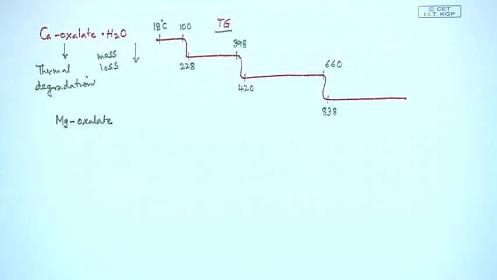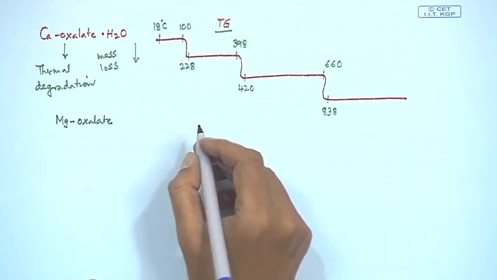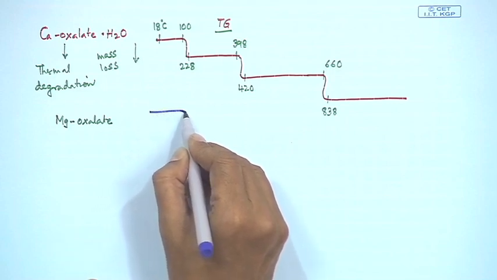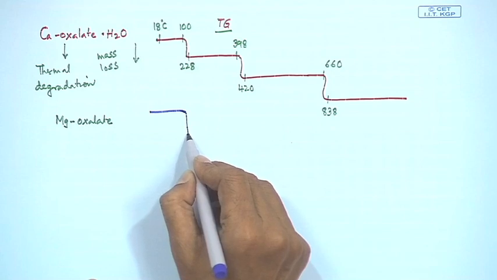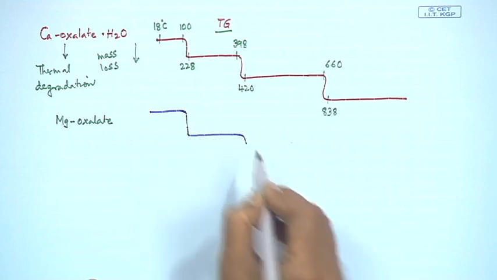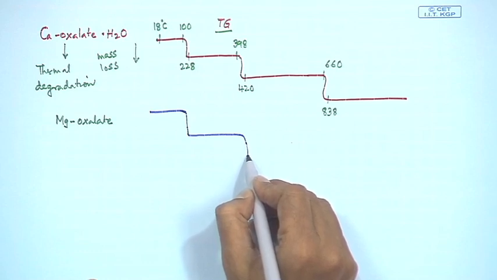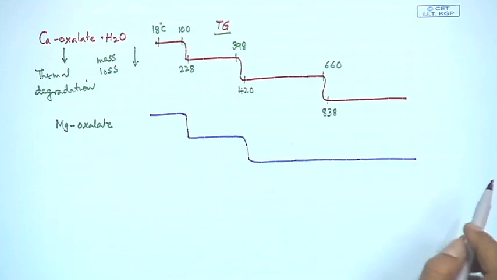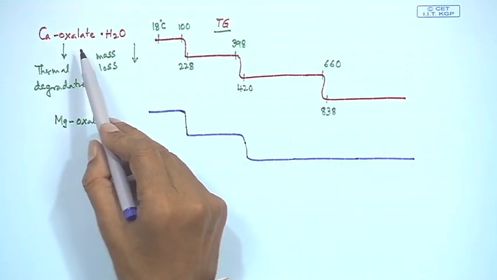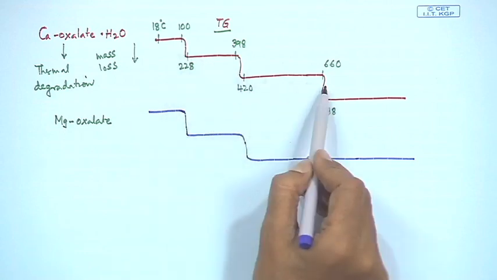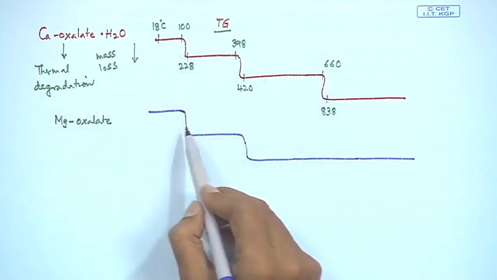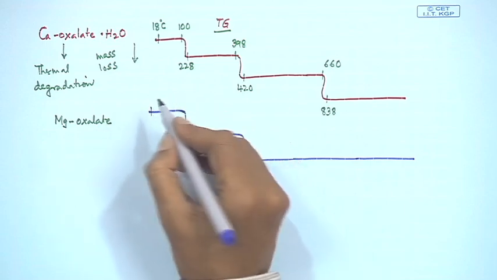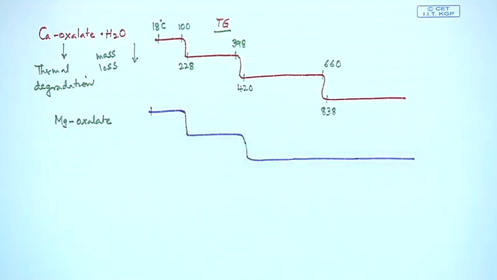So, this magnesium oxalate, when we heat that particular one also in a similar fashion, but to a high temperature extent, it will go like this. Compared to the sample of calcium oxalate, where we have 1, 2, 3 breaks, in case of the magnesium sample we have 2 breaks only.